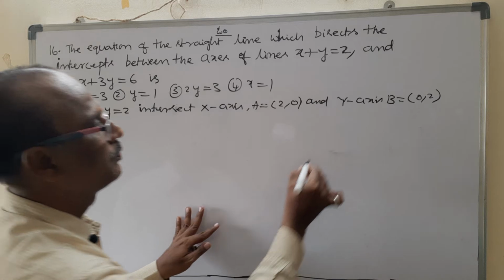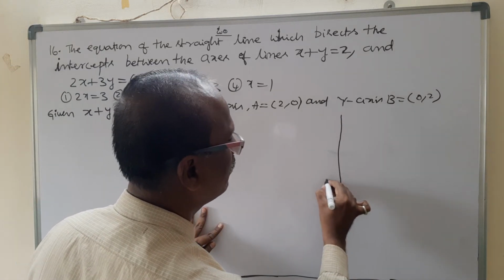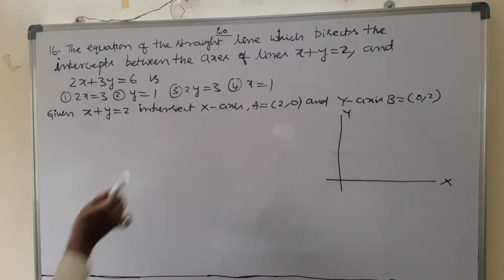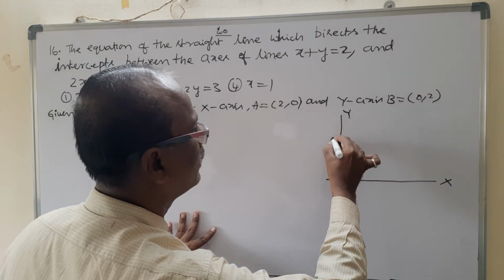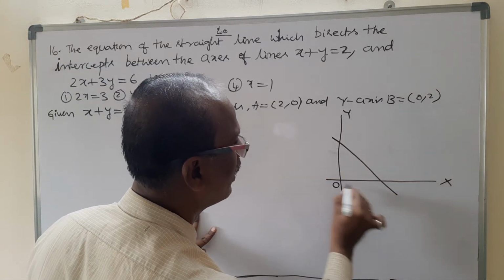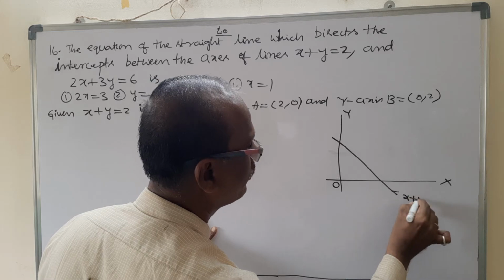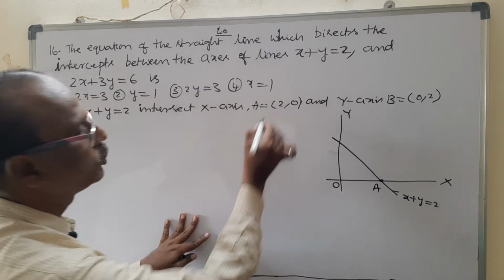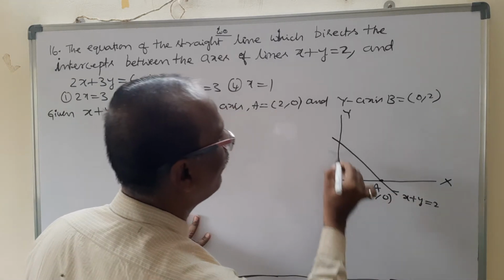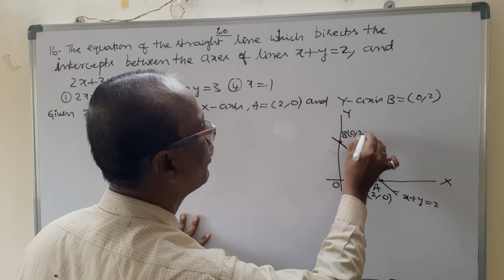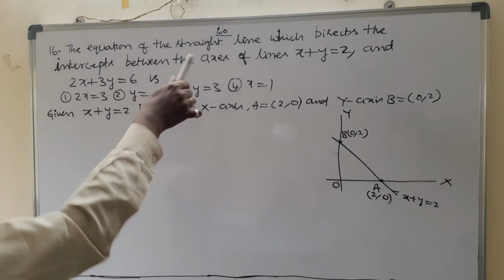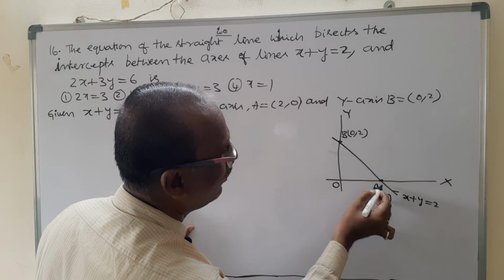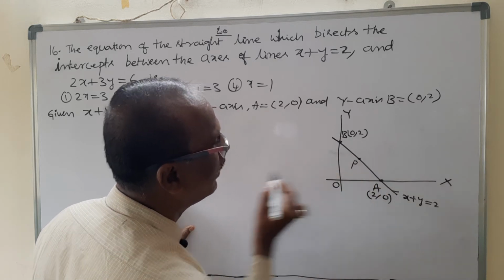Observe the diagram. This is the x-axis, y-axis. The first line is x plus y equal to 2. This is the origin. Here the x-intercept is A, that value equal to (2, 0). The y-intercept is B, that value equal to (0, 2). The equation of the straight line which bisects: bisect means midpoint of line AB. Here P is the midpoint of line AB.